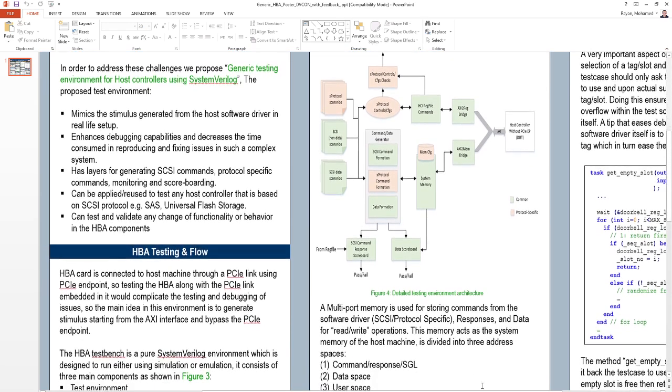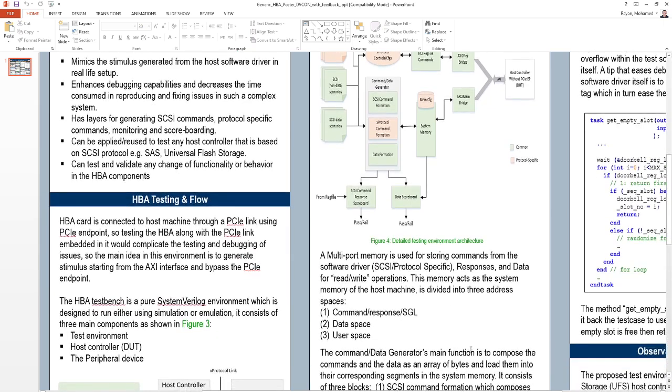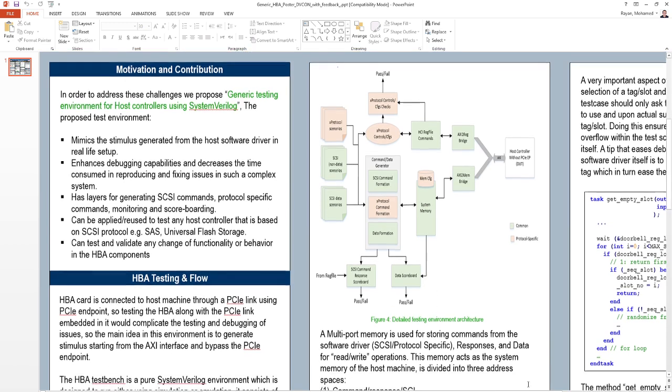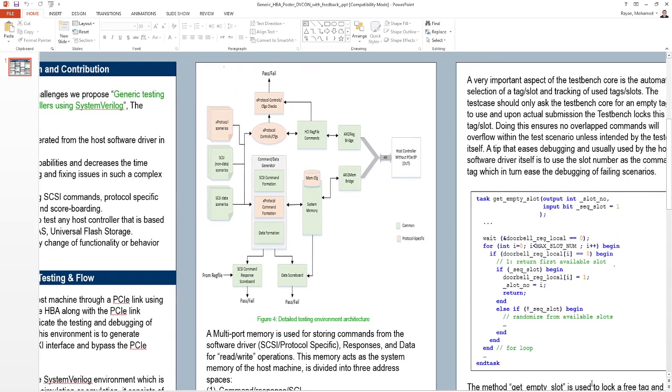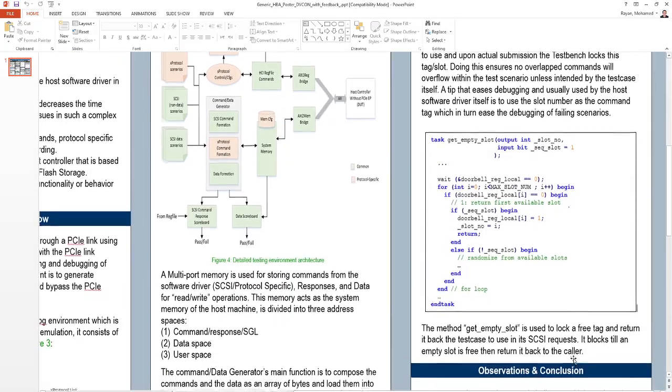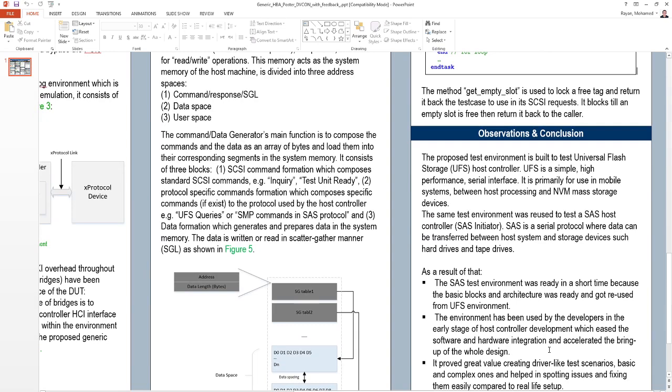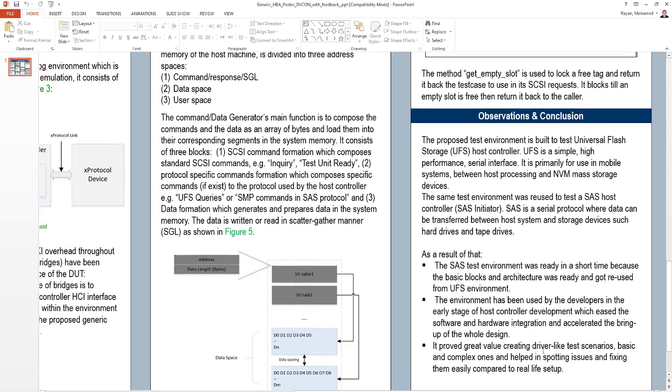This environment was basically developed to test the UFS host controller, and we have reused it for testing the SAS host controller. As a result, the SAS test environment was ready in a short time, because the building blocks and the architecture were ready and reused from the UFS environment. This environment has been used by developers at an early stage of the host controller, during software and hardware integration, accelerating the bring up time of the whole design.